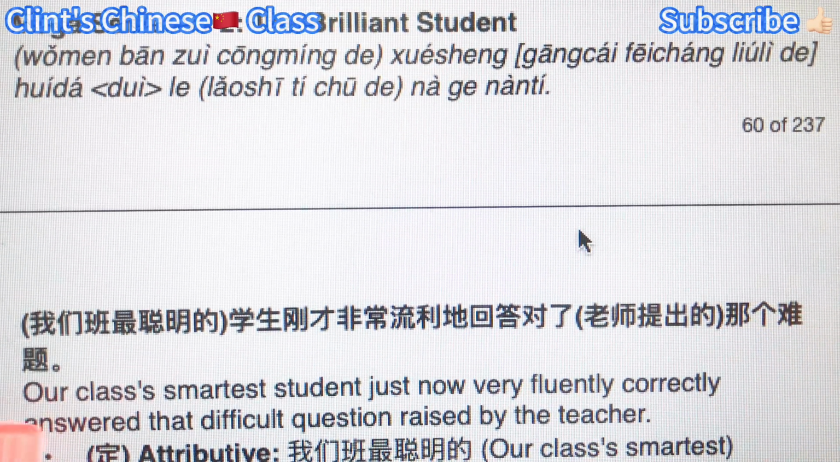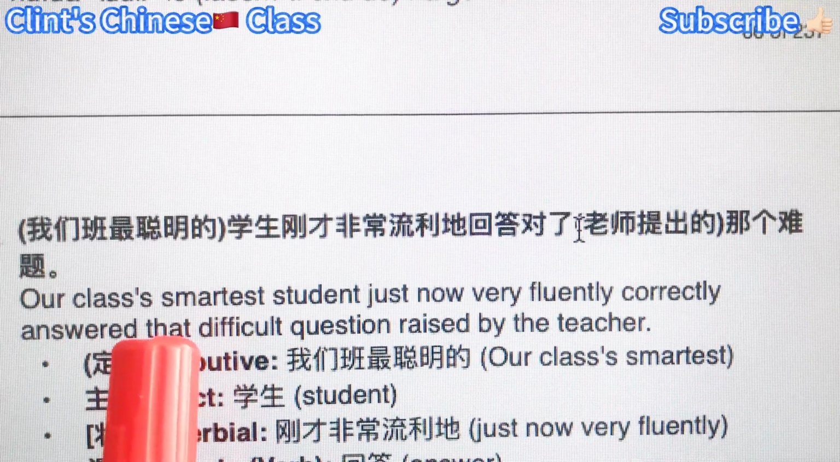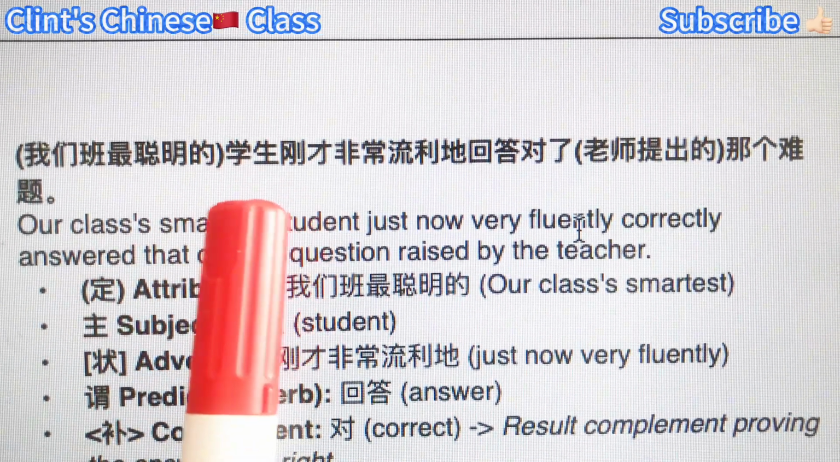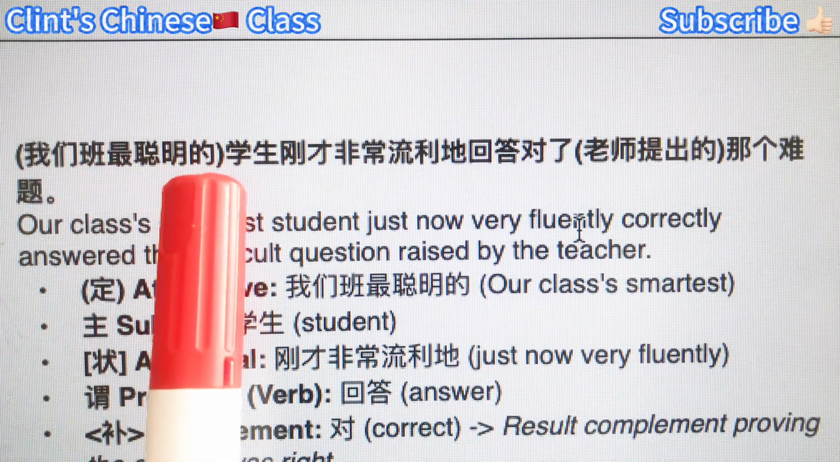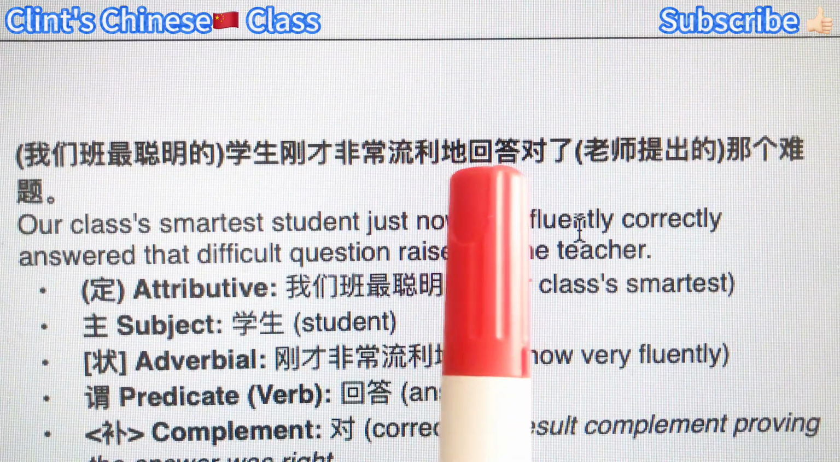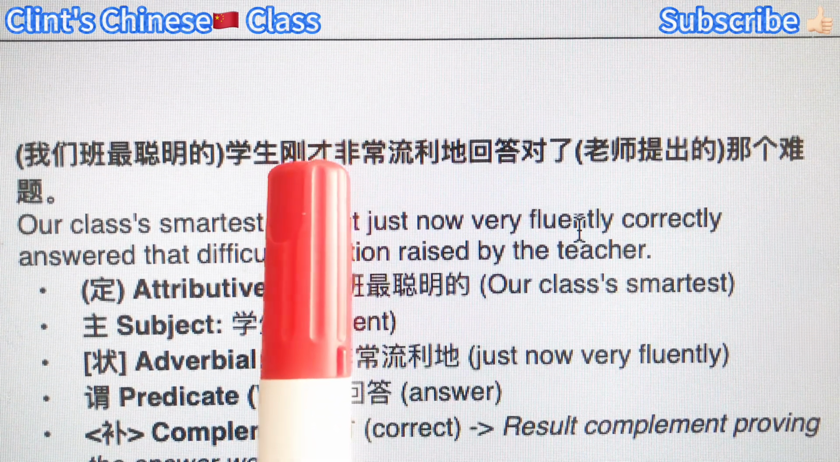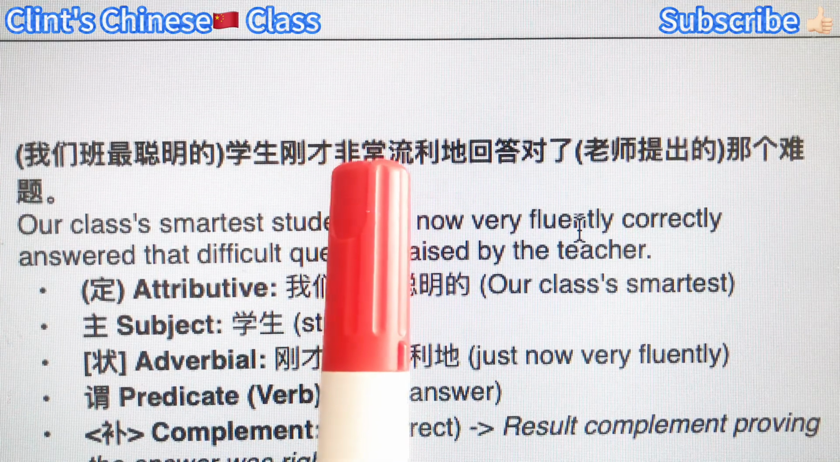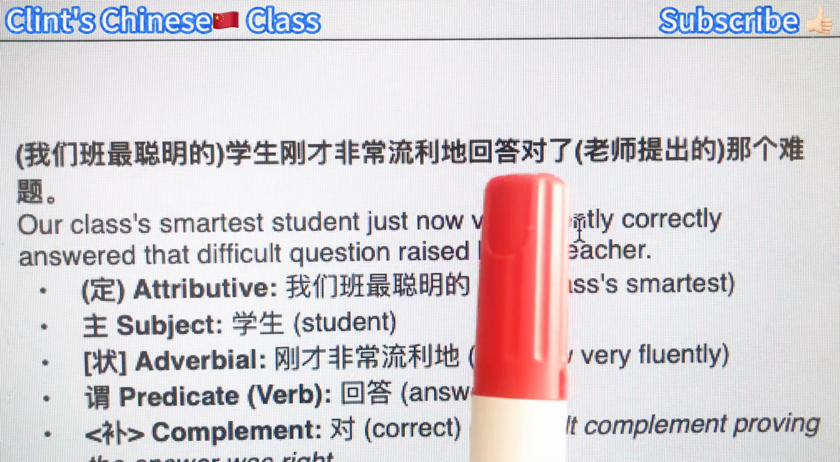难题, difficult question, object. Right, now we're gonna modify the subject with the attributive. Right, 我们班最聪明的. This is a long adjective phrase, and then we gotta modify the verb 回答, answer, with the adverbs. 刚才, just now, 非常流利的, very fluently.